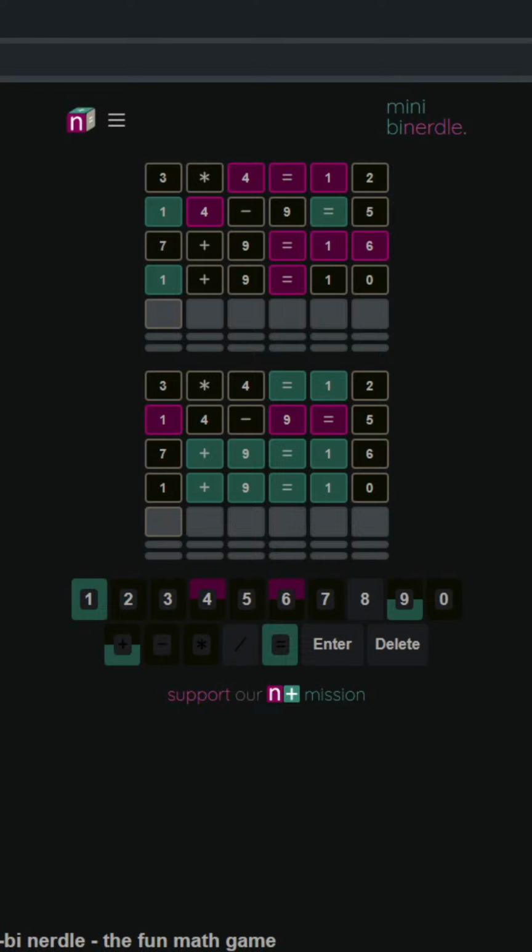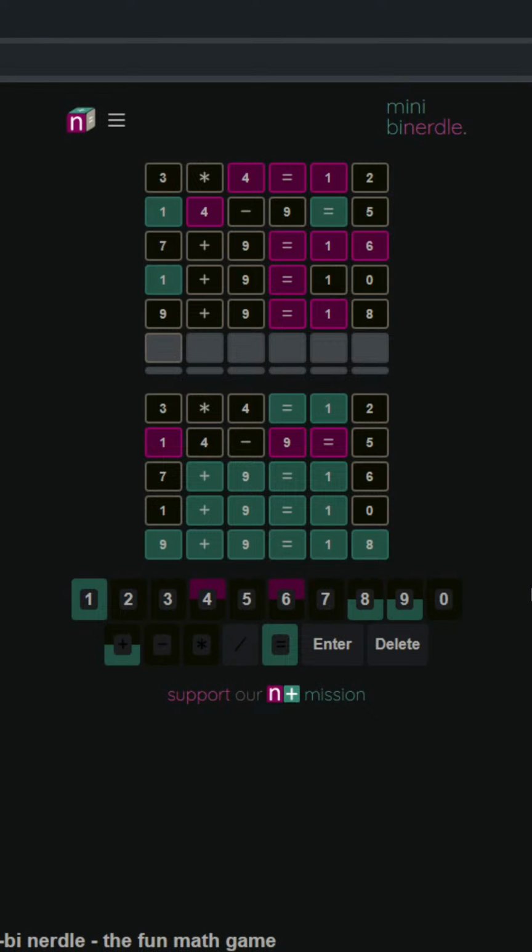That's still wrong. It could be 9 plus 9 is equal to 18. Okay, we got the bottom. But I have like no information on the top. We know we don't have 2, 5, 0, or 8 in here. We also don't have 9, 3, or 7. We're only working with 1, 4, and 6.